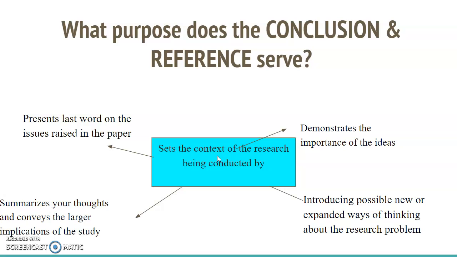The conclusion also serves an important role within a research paper, as it is intended to help the reader understand why the research should matter to them after they have finished reading the paper. It should be noted that a conclusion is not merely a summary of the points or restatement of the research, but a synthesis of key points. In the conclusion, the researcher has the opportunity to introduce possible new or expanded ways of thinking about the research problem. The references also serve an important role within the research paper, as they give due credit to the information sourced within the paper.